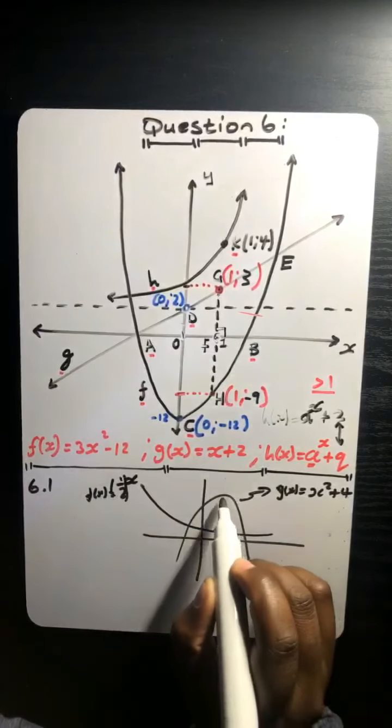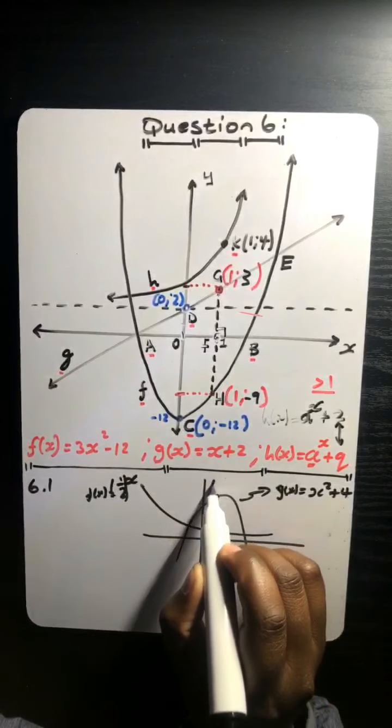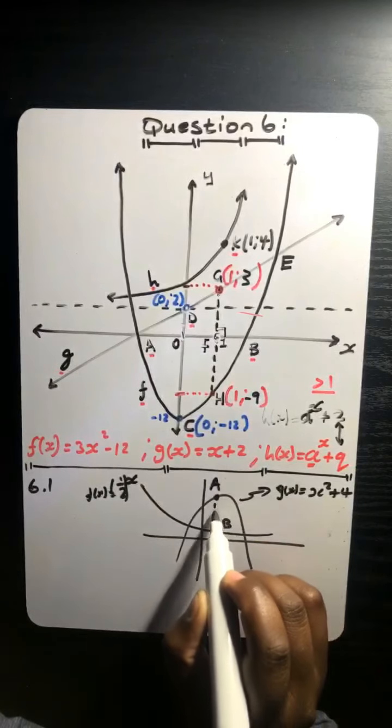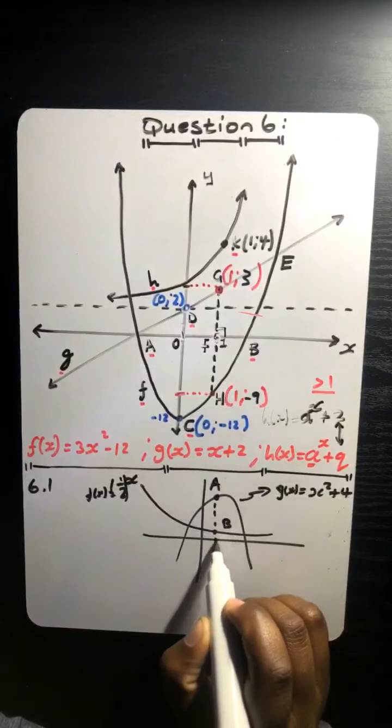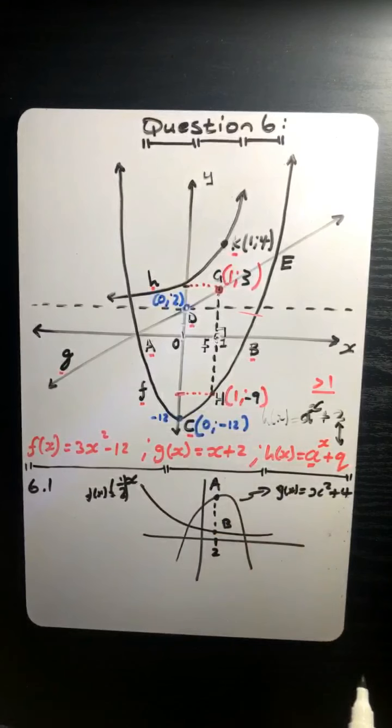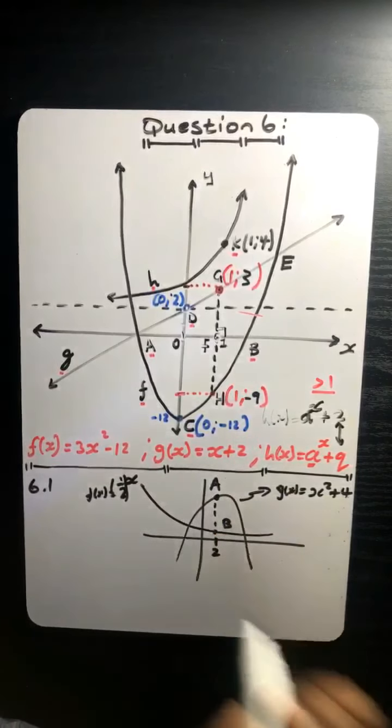So the question says determine the length between A and B, which is that one there. Provided that, let's say that point is 2 over there. So, Lerato, how many functions are you seeing there?